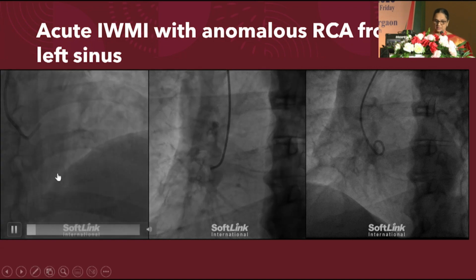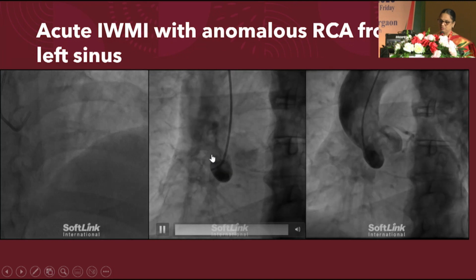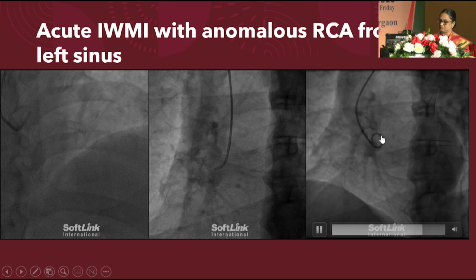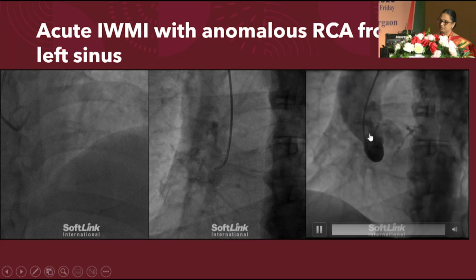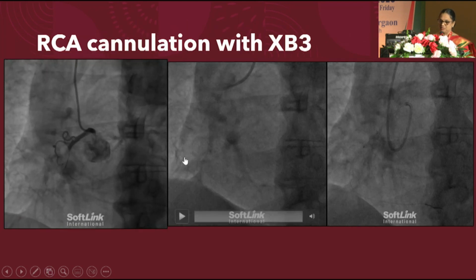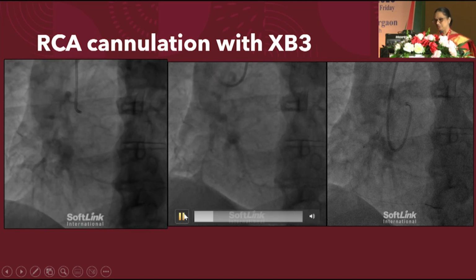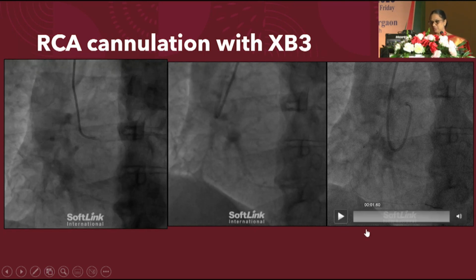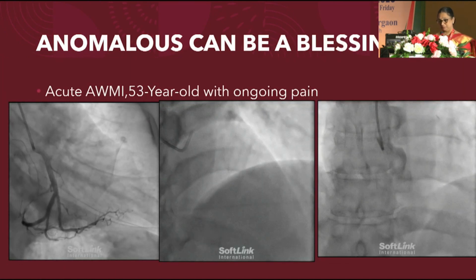So this is another case, an inferior wall MI with anomalous RCA. The RCA could not be cannulated from the right sinus. A non-selective shot with the pigtail shows that it is arising from the left sinus, almost at the same origin as the left coronary artery. So the RCA was cannulated with an XB3, from the left system, turning it towards the right. You can cannulate with an XB3. Sometimes anomalous coronaries can be a blessing as well.